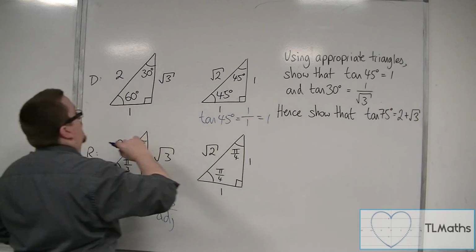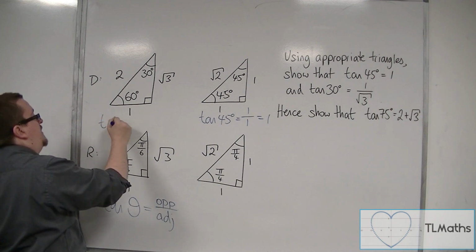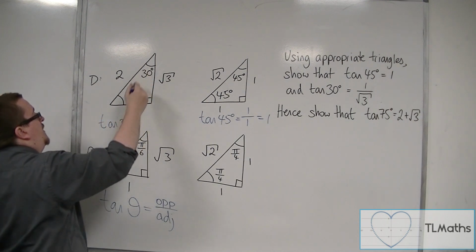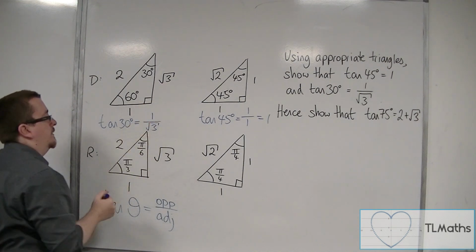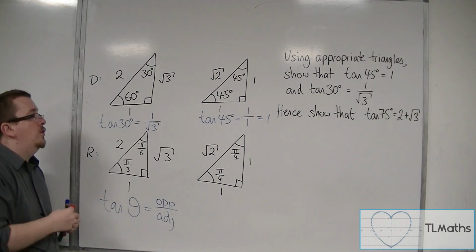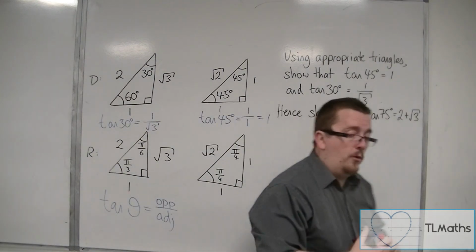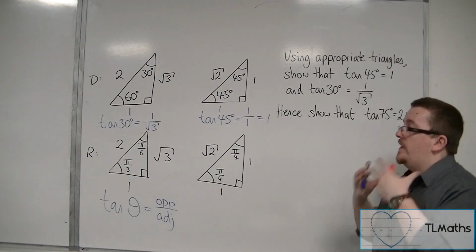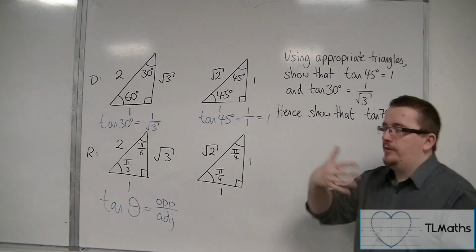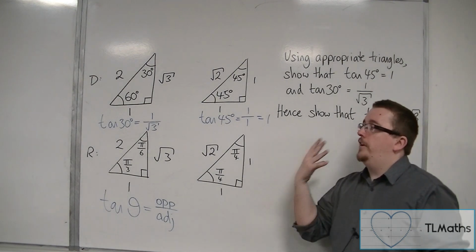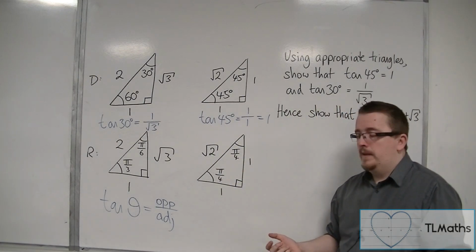For tan of 30, I look for the 30 degrees. There it is. So tan of 30 is the opposite, which is 1, over the adjacent, which is root 3. Okay? And so you can show that these are true by using these triangles. And that's what they were there for, essentially. They're there in order for us to find exact forms of sine, cosine, or tangent of 30, 60, or 45 degrees.